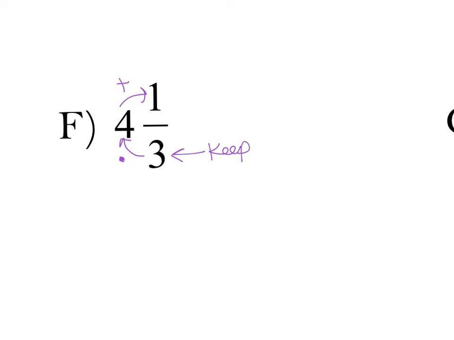So in this case, I have 3 times 4 is 12. 12 plus 1 is 13, and it's all over 3. So these two are equal, which makes the opposite negative and the reciprocal 3/13.